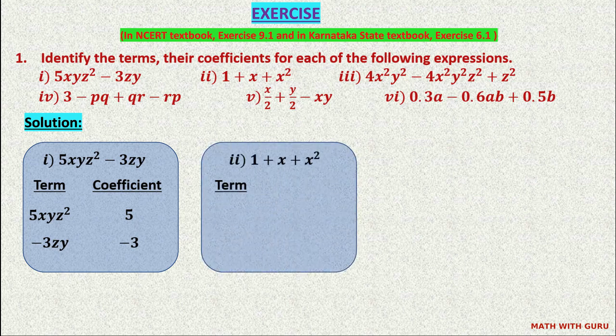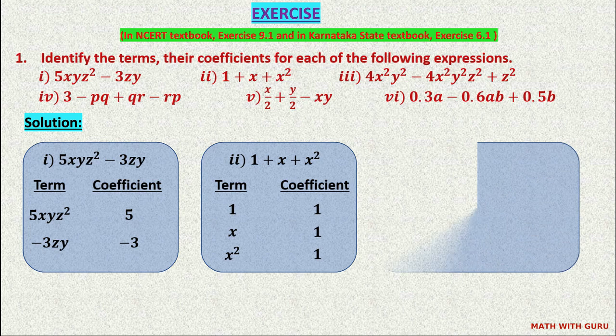Now the second expression, the terms are 1. We don't write plus x there, it is understood. When we say x, it is plus x. And then x square. What are the coefficients? 1 is the only factor here and it is the number factor, therefore it is the coefficient. When we say x, it is 1x, therefore the coefficient is 1. For x square, it is 1x squared, therefore again the coefficient is 1.